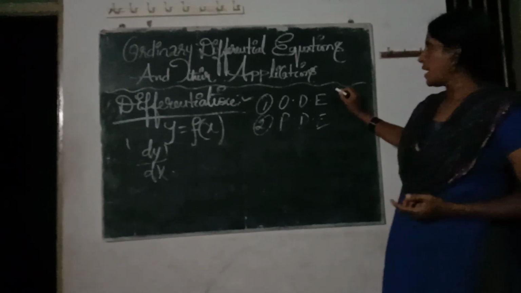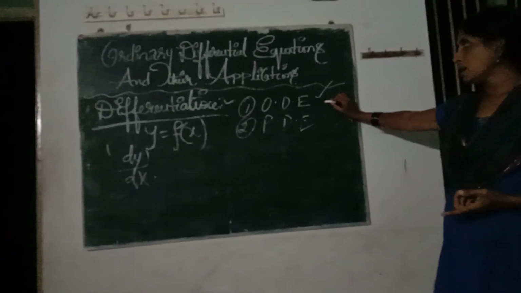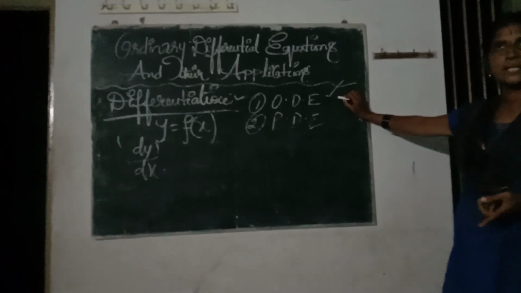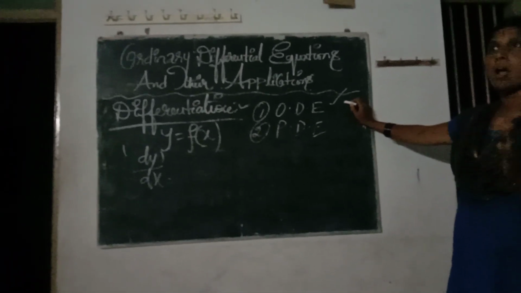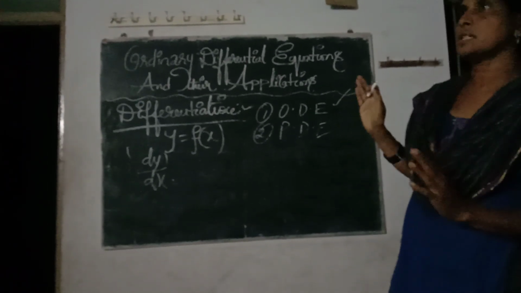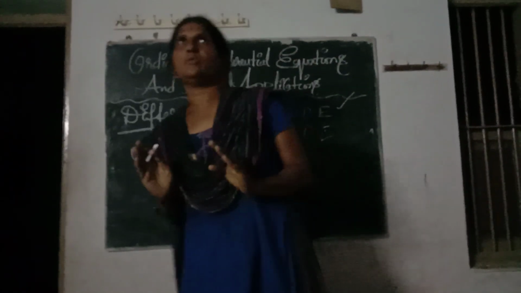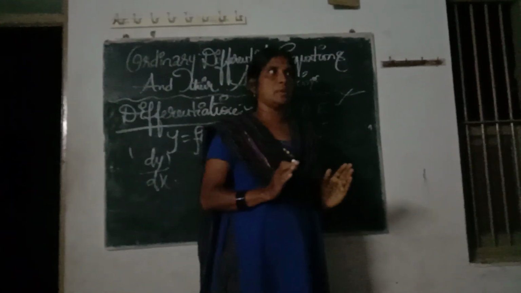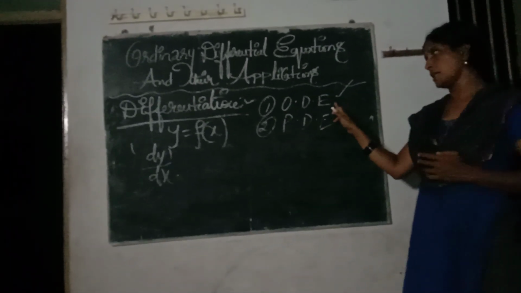First of all, I will discuss the ordinary differential equation. An ordinary differential equation means an equation involving ordinary derivatives or ordinary differentiables, and also involving only one dependent variable and only one independent variable. This type of equation is called an ordinary differential equation.